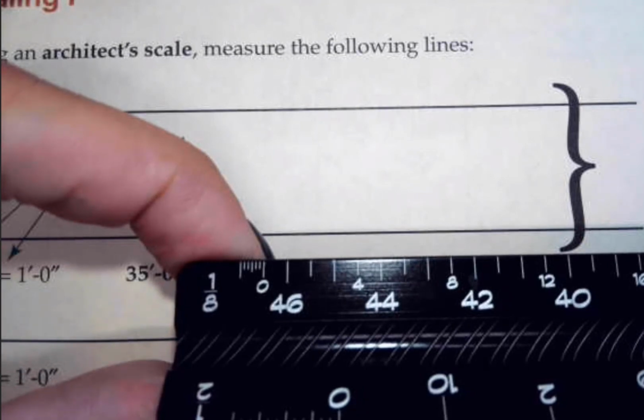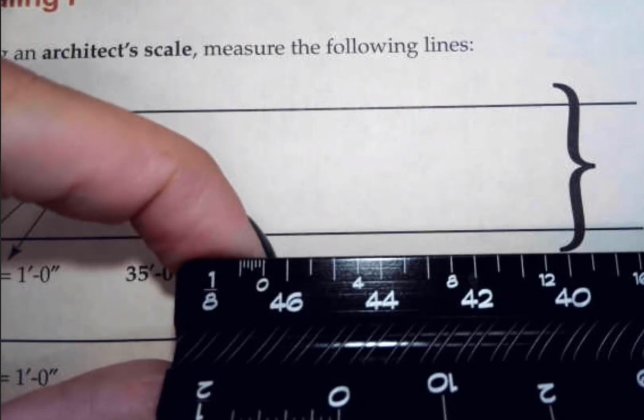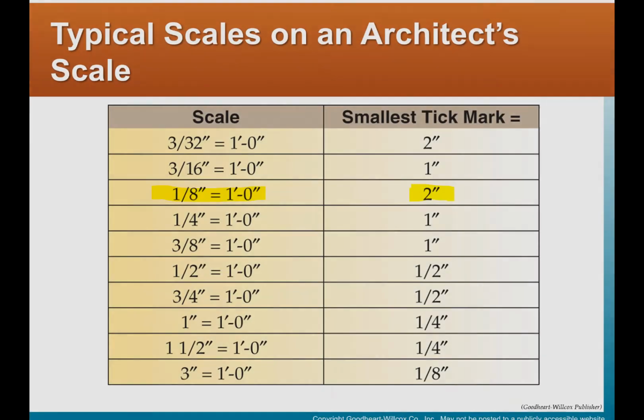So on an 1/8 inch scale, I'm actually unable to measure anything more precisely than down to the nearest 2 inches. In your textbook, there's also a very helpful chart that talks about inch increments on your architectural scale, and that is found on page 42. And it lets you know what the smallest tick mark is, how precise you can measure on an architectural scale.